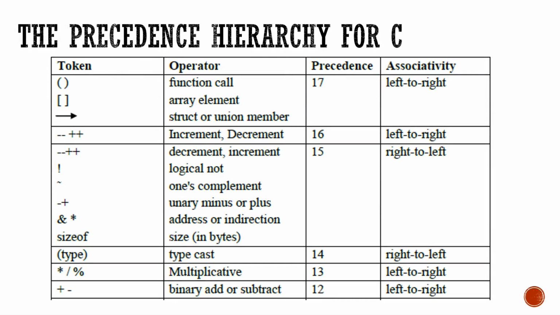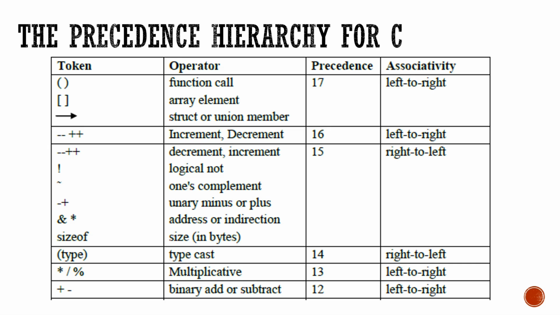Fine. So these are the operator hierarchy levels which are used in the C language. The highest precedence will be for your function call, that is your parenthesis, then the array element, then the structure or union member accessing. Then the pre-decrement and the pre-increment. Then next will be your post-increment and the post-decrement. Then the logical not operator, the ones complement, unary minus or plus, address or the indirection operator, sizeof operator. Then next will be the typecast operator.